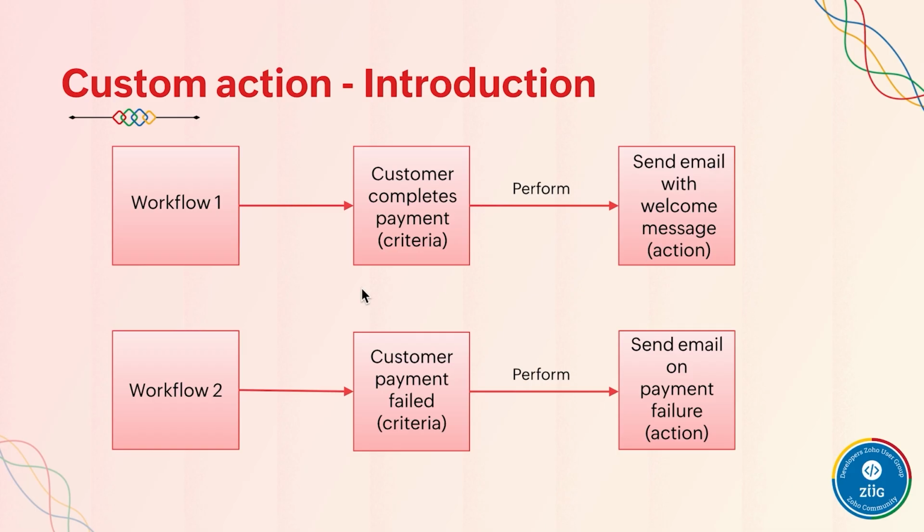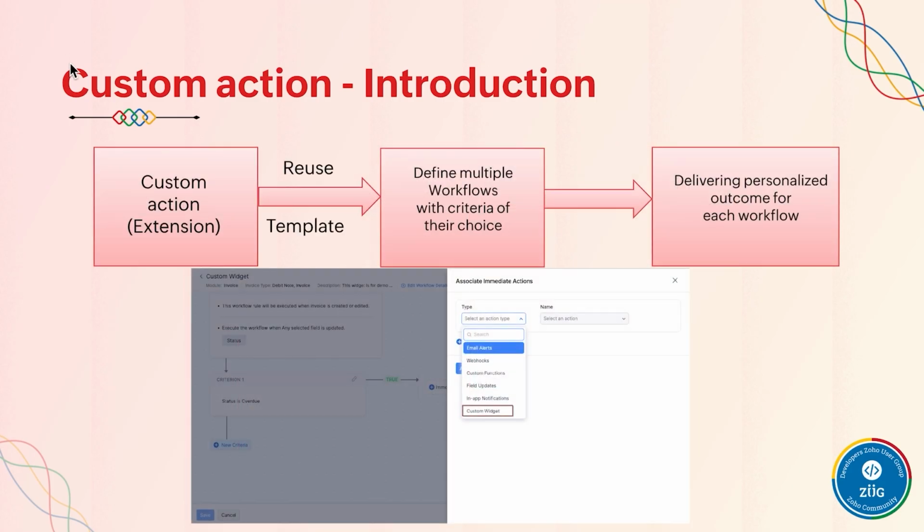Well, that can be achieved using this custom action feature. So using the custom action feature, as a developer, you can just take out the common action, create it as a custom templated action and provide that action to the end user, who gets the benefit of creating the workflow criteria of their choice, associating and using this custom action to get personalized outcome. So that is what we have depicted over here.